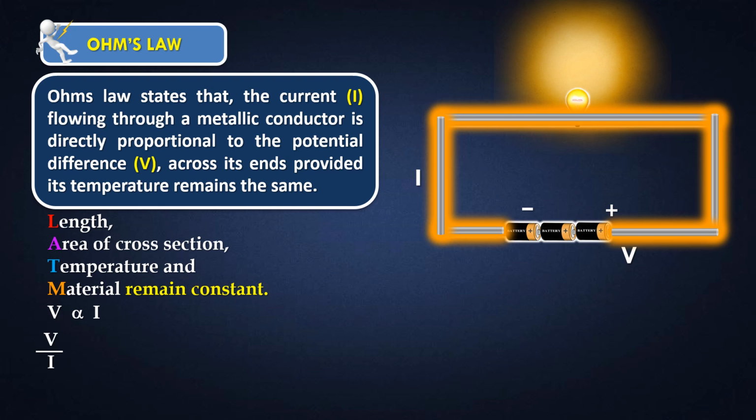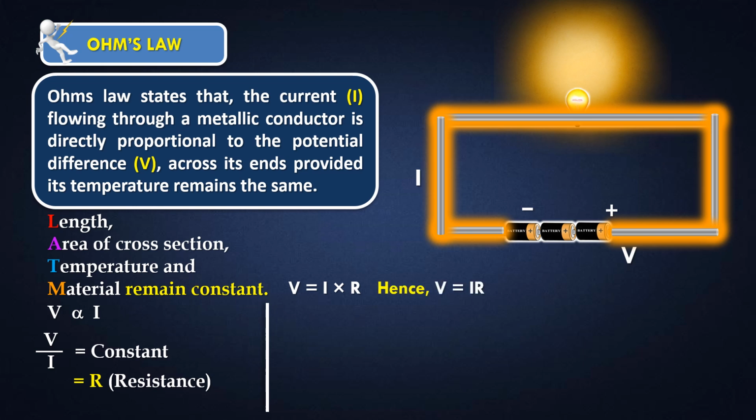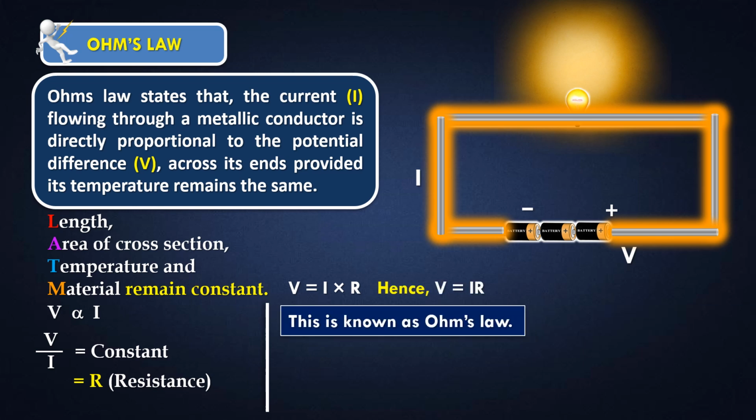V proportional to I, V by I is equal to R. It's constant, we call it constant V by I. That constant we call R as resistance. So V is equal to I multiplied by R, hence V is equal to IR. This is known as Ohm's law.